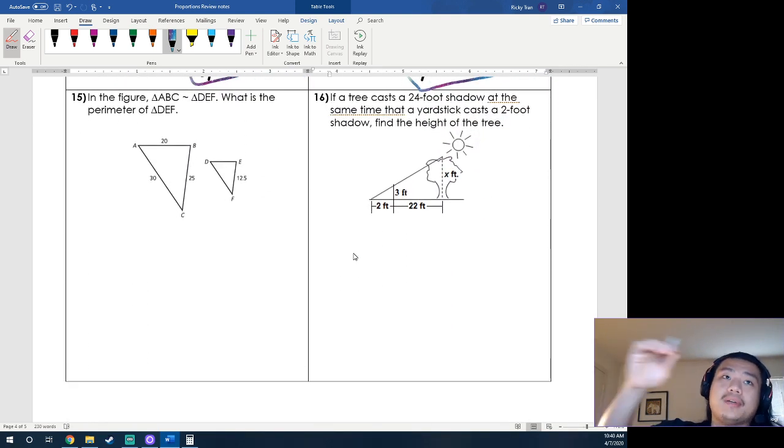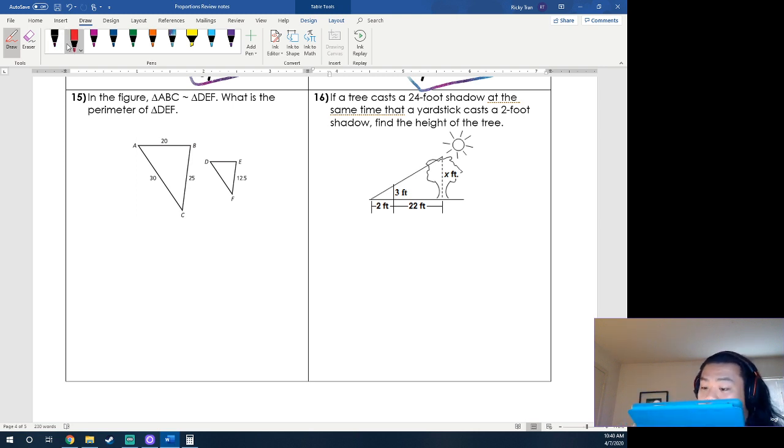So I'm going to skip number 15, and we're actually going to do number 16 first, and then we'll go back and do number 15. So again, we're trying to find this measurement here. The x matches with x. So x and 3 are going to match. They come from the same side of the shape. Now, we have 2 is going to be for the small triangle. For the big triangle, we need the sum of the entire thing. So the sum of the entire thing is actually going to be 22 plus 2, or 24.